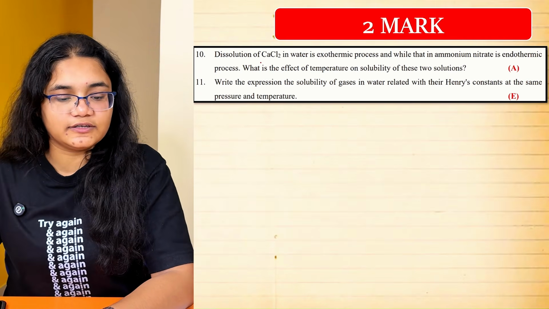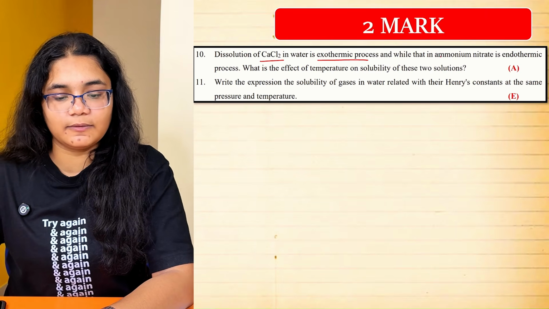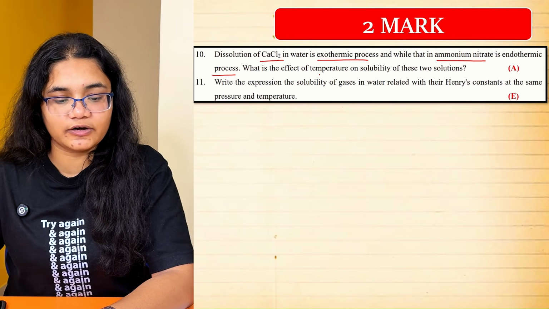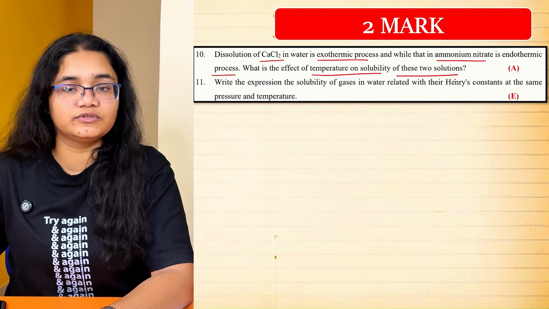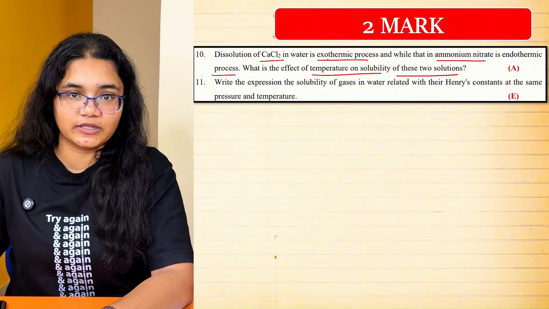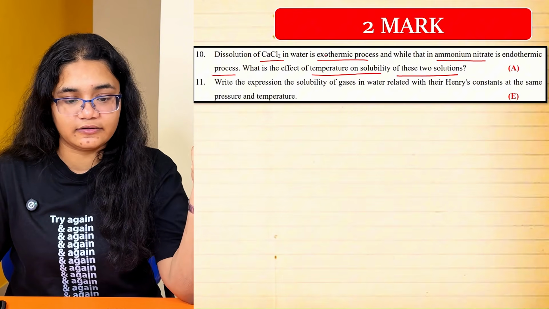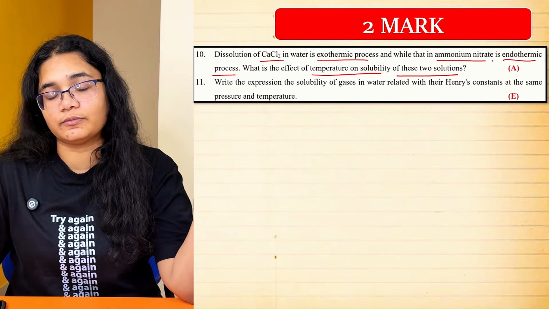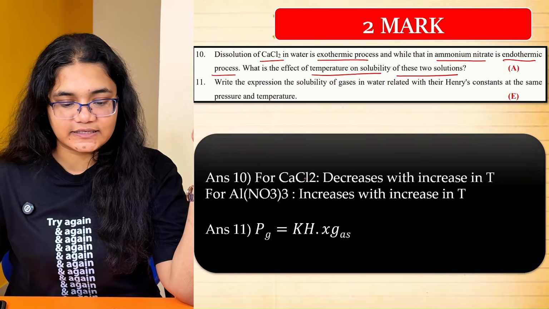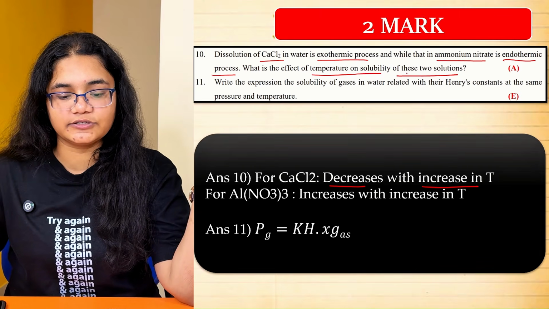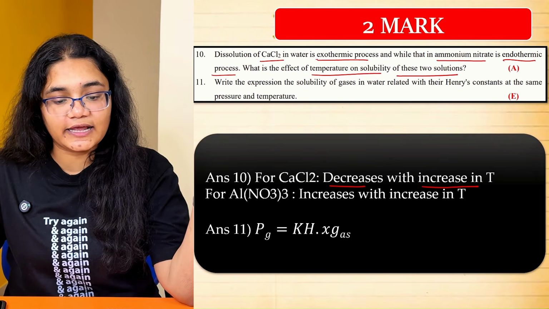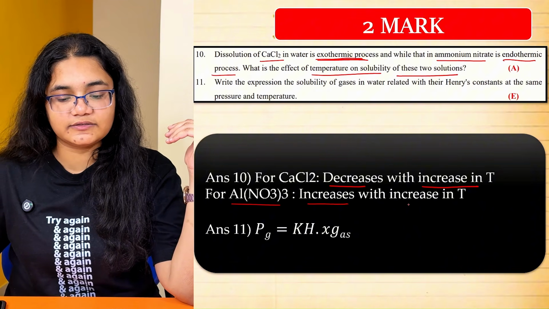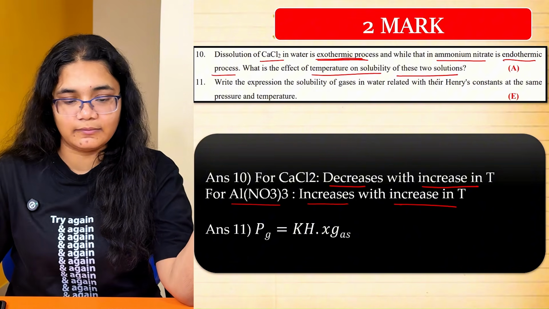Next, we have: dissolution of CaCl2 in water is an exothermic process. Meanwhile, that of ammonium nitrate is an endothermic process. What is the effect of temperature on the solubility of these two solutions? CaCl2 is exothermic, means if you decrease temperature, solubility will increase. And in case of ammonium nitrate, it is endothermic, means if you increase the temperature, solubility will increase. So you can write down, for CaCl2, solubility will decrease with the increase in temperature, since it is an exothermic process. In case of ammonium nitrate, it will increase with the increase in temperature, since this is an endothermic process.